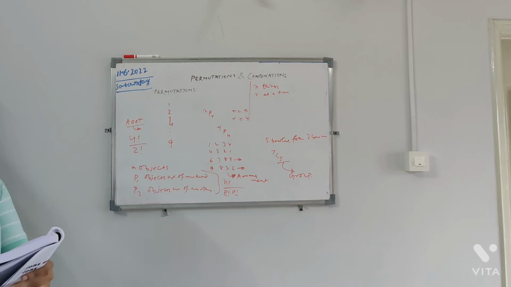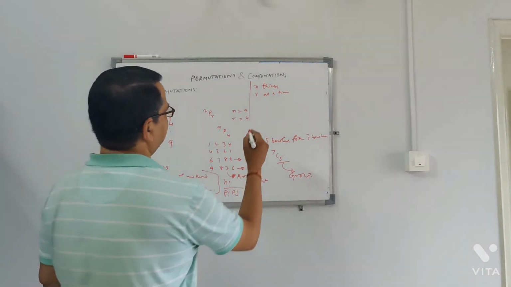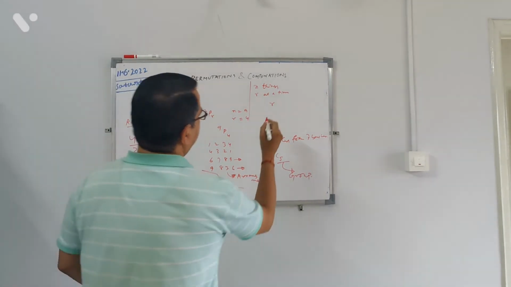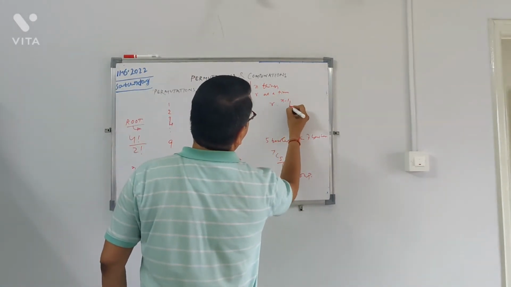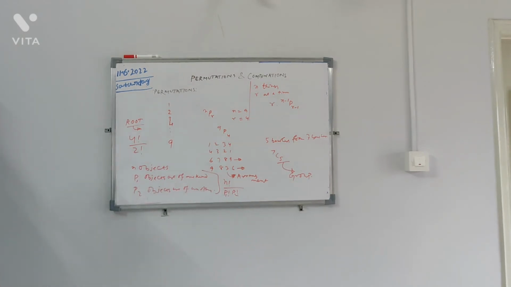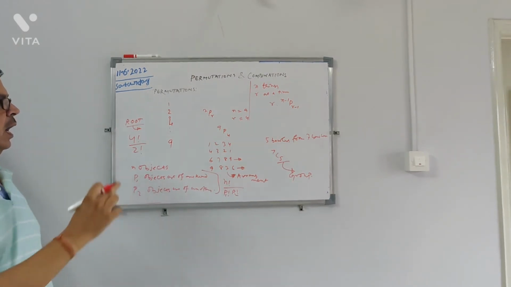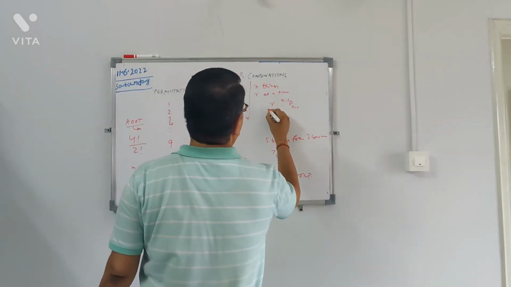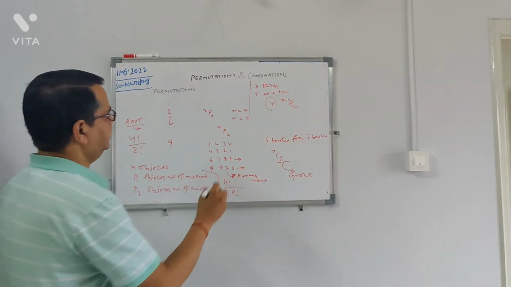In that case, the permutation will be r into n minus 1 P r minus 1. You are fixing one thing, so n becomes n minus 1 and r becomes r minus 1, but you have to multiply it by r. This you have to remember.